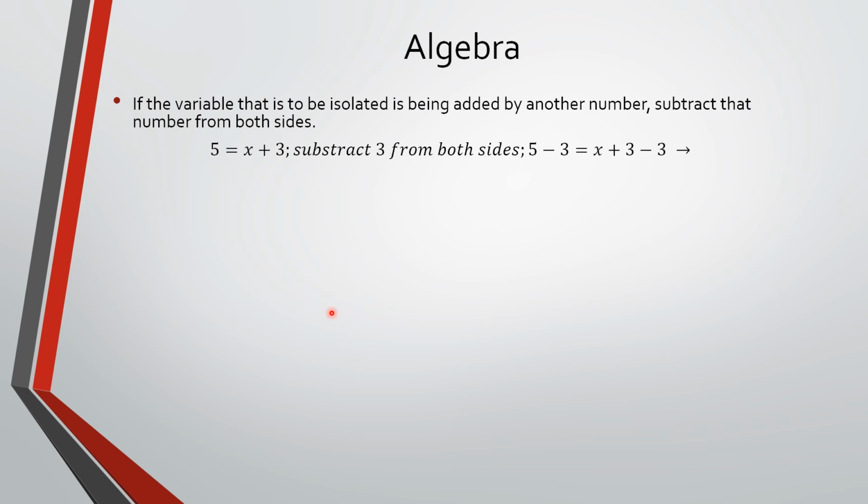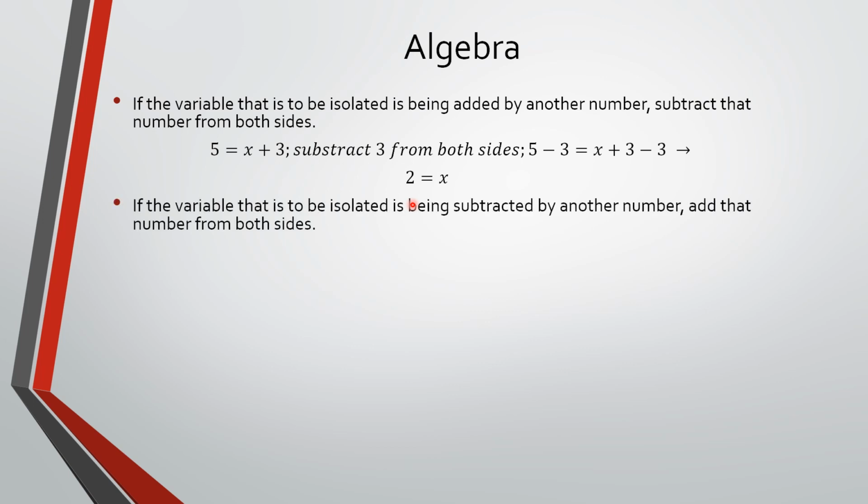So a quick example is 5 equals x plus 3. We subtract 3 from both sides. So we subtract 5 minus 3, and then we do x plus 3 and subtract the 3. So that becomes 2 equals x. Here 5 minus 3 is 2. The plus 3 and the minus 3 equal 0, so we're adding nothing here, and that just leaves x itself, so we get x by itself.